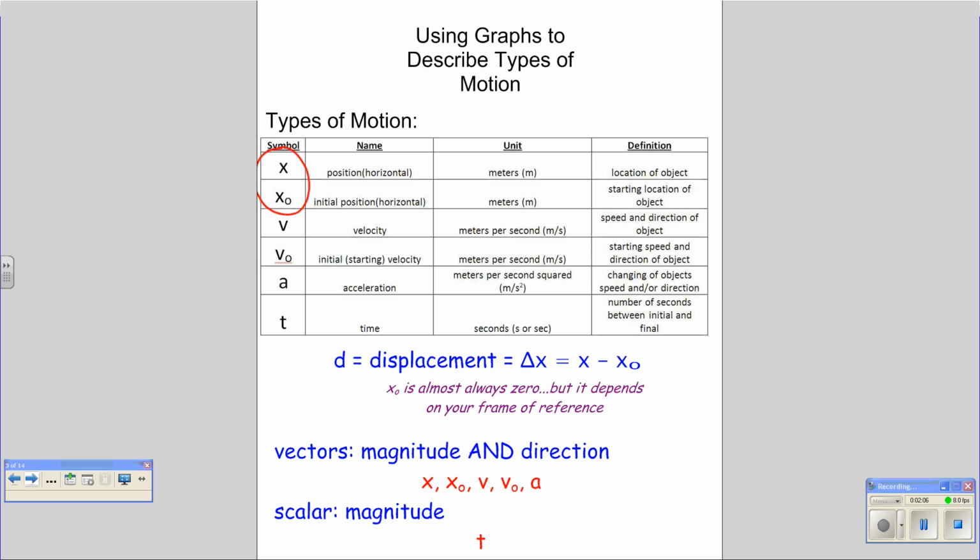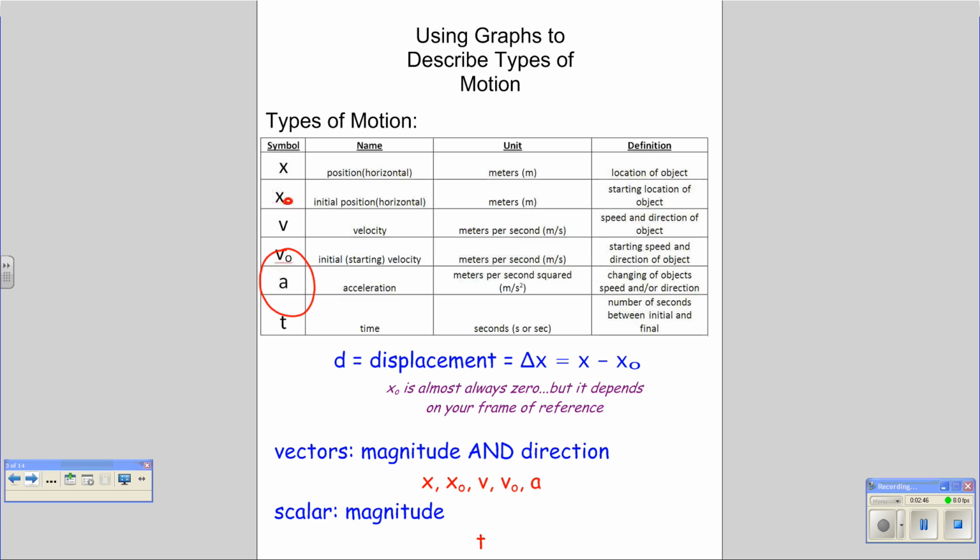The 0 that's below the x, that's the symbol for initial. The starting, what happens at time equals 0? Where are you? Okay, and that's true for all of them. So if we keep going down and we look at v and v naught, then we have the initial and the final or current velocity. Velocity is speed with direction included, and we'll get a little bit more into that later on. So how fast are you going? Your units are meters per second, and you must be in those units.